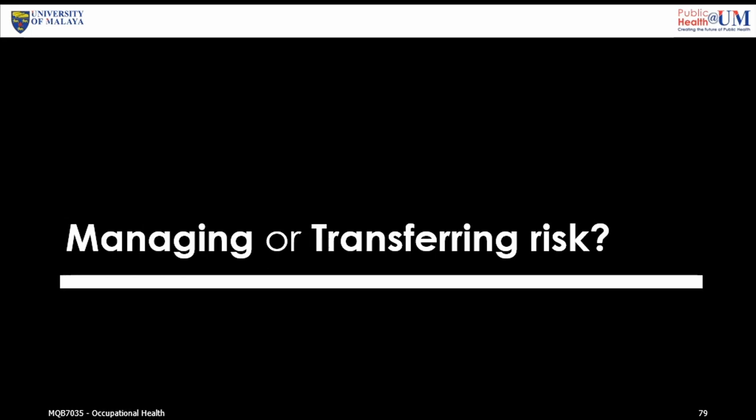It's called transferring risk. All right? So the idea is, do you manage the risk or you transfer the risk? You transfer the risk. You don't want to take the risk. You transfer the risk to other people and you let other people take the risk. Of course, that's wrong. We know there's no such thing as zero risk.